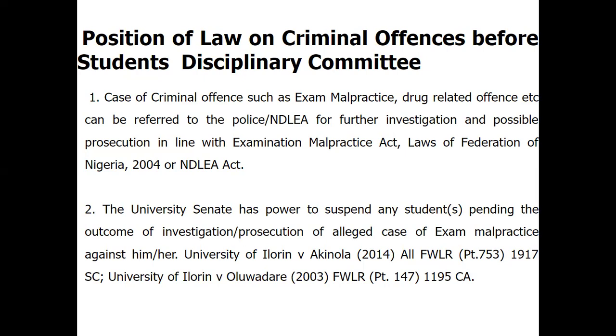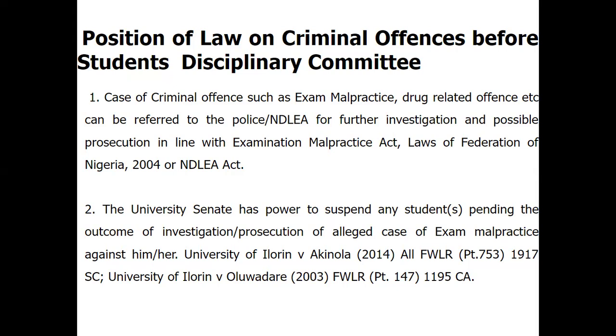But experience has shown that in most cases, universities don't want to do this. They will always want to handle things in their own way. Of course, the way the university handles it is completely correct, but it's a means to an end. It is not the end. This is why we have so many cases in court where people say they did not get a fair hearing.